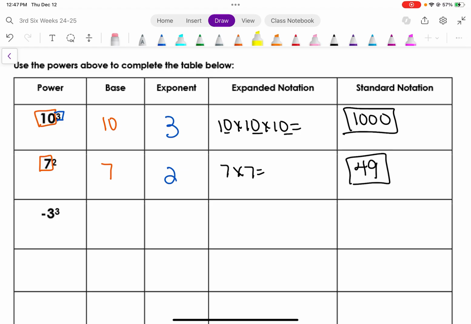So please be careful here that you have a negative 3 to the third power. So the base is the whole negative 3. The exponent is a 3, which means I'm going to do negative 3 times negative 3 times negative 3. If I have a negative times a negative, what do I have? Hopefully you thought a positive. So negative 3 times negative 3 is a positive 9. I then am going to bring down the negative 3. So 9 times negative 3, I'm left with a negative 27.